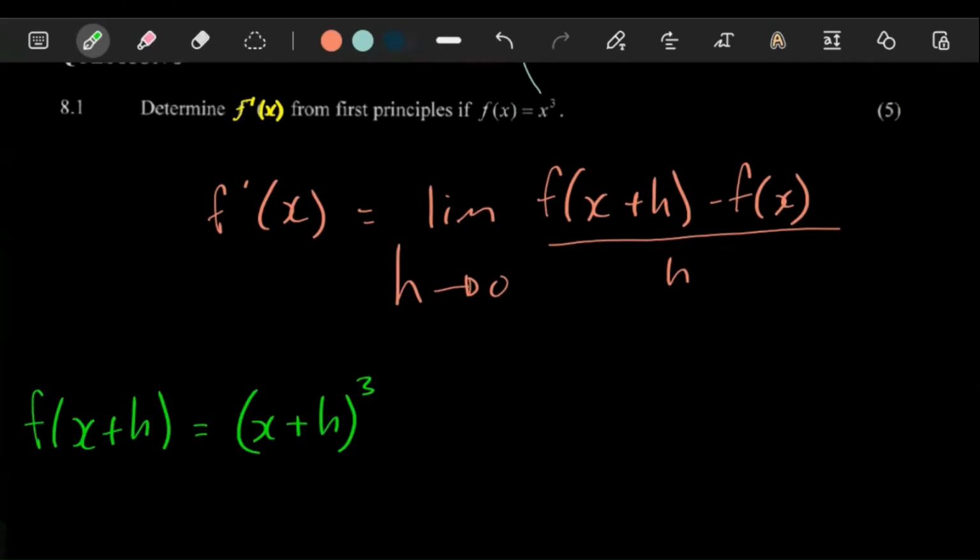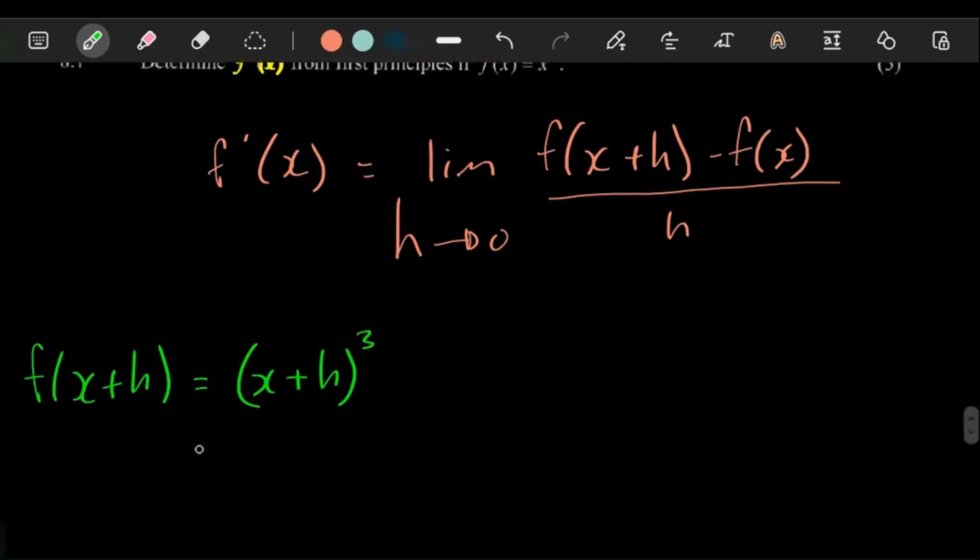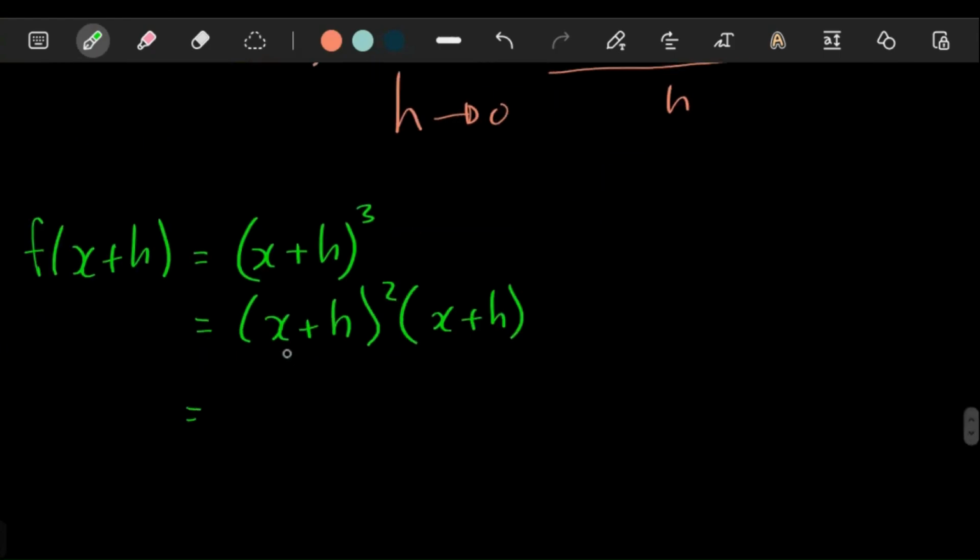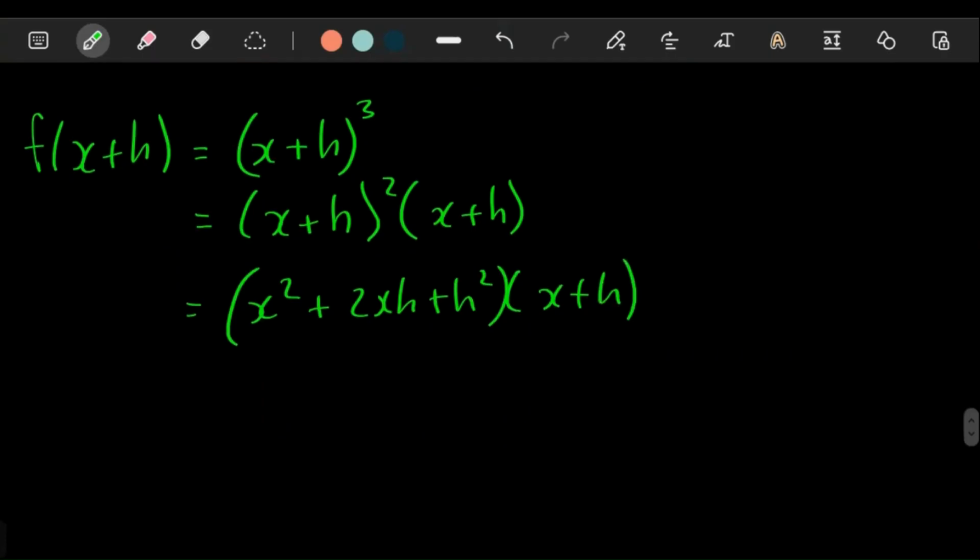So you may want to maybe break it up by squaring. Let's say you have a bracket squared and then a third bracket. Fortunately, you know that this bracket squared is just x squared plus 2xh plus h squared, right? And then this is x plus h. And then you're going to have to multiply these two into this bracket.